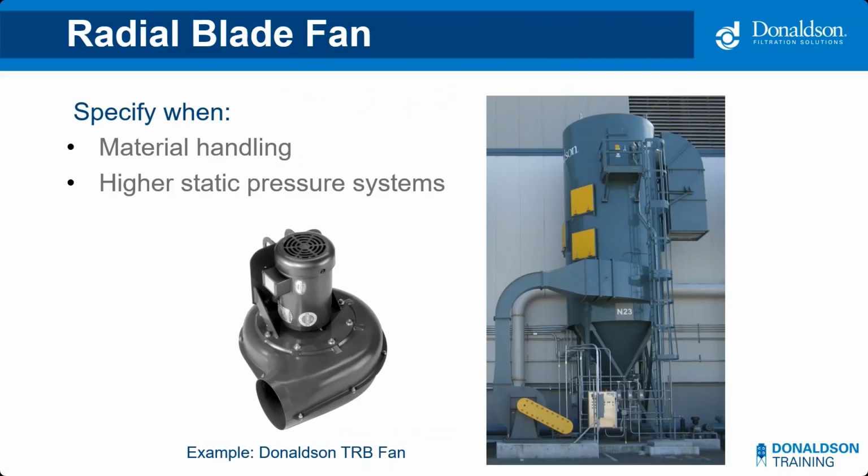And as you can see, or maybe it's not completely obvious, but in this case, we're blowing from the fan into the Donaldson RF collector. So the material is coming from the inside of the plant into the inlet of the fan and then being blown into the dust collector.